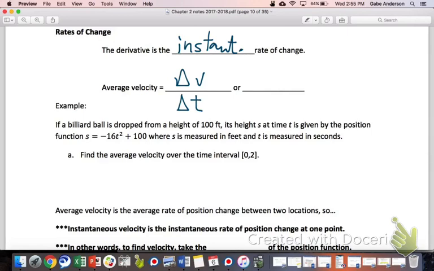But wait a minute. How could delta V over delta T be velocity? That's acceleration. So it should be delta D, or X. I'll say X. It could be Y if it was moving up and down instead of left and right. It's basically delta position divided by delta T. Does that make sense?